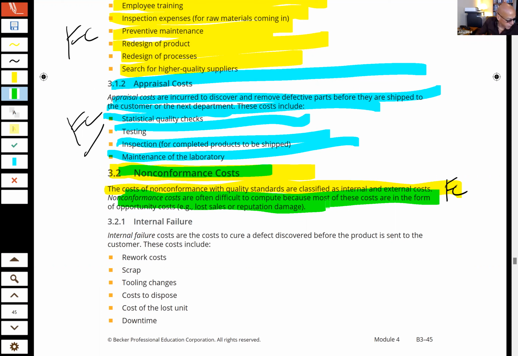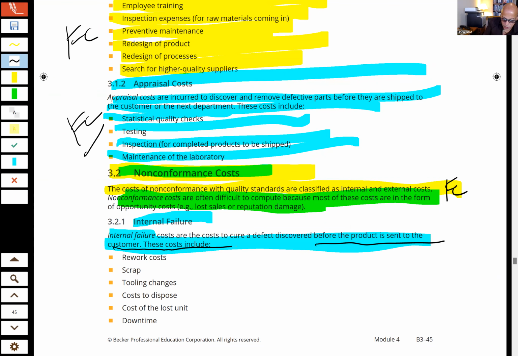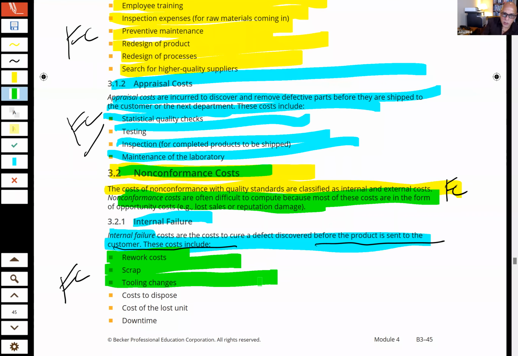Okay, so you'd probably have a problem that a lot of times customers just walk on you, right? Okay, good. Now we come over and we have internal failure. Both internal and external are the costs to cure the defect discovered before the product is sent to the customer. Okay, these costs include, let's flashcard that. You find the defect, so what do you do? Rework. Sometimes you got to throw stuff away. Sometimes you're going to have to fix the machinery that's causing the defect. Cost of disposal, cost of lost unit, the cost of the thing that you've spoiled, right?